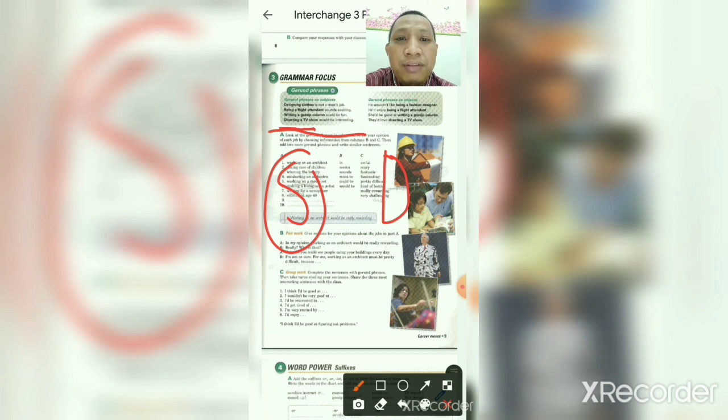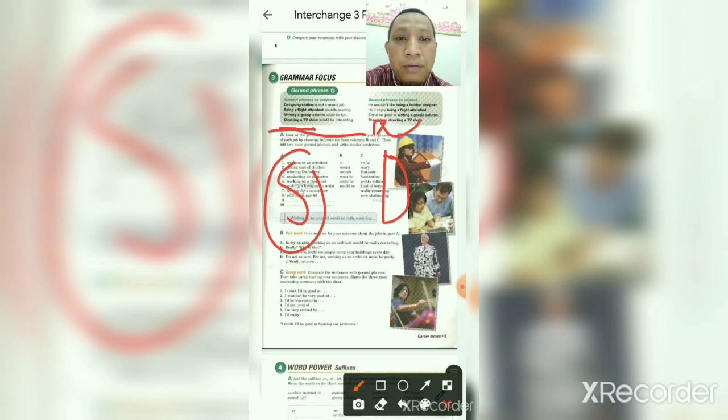And how about gerund phrases as an object? Let's see the next example. They would laugh directing a TV show. Directing a TV show here is an object of the verb laugh. So directing a TV show is the direct object of laugh.